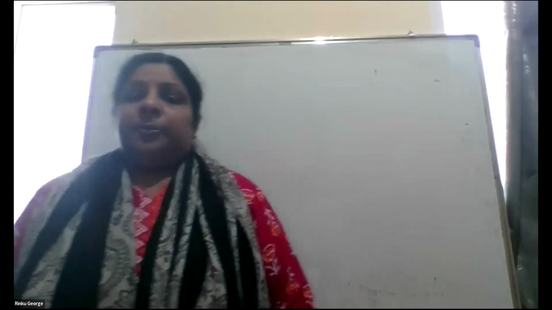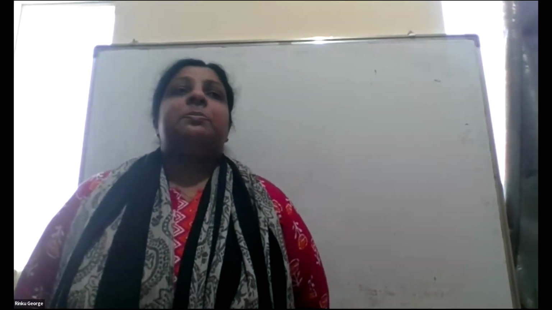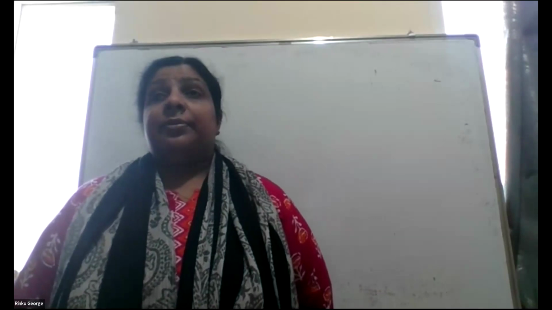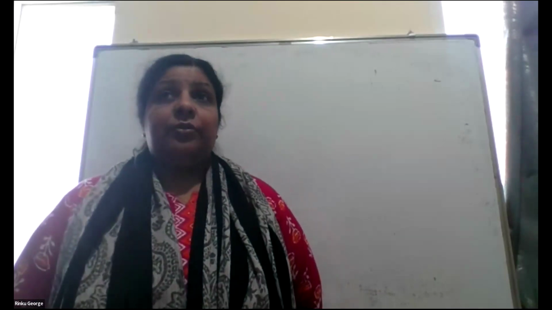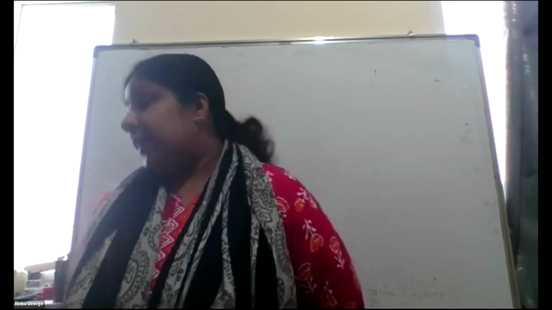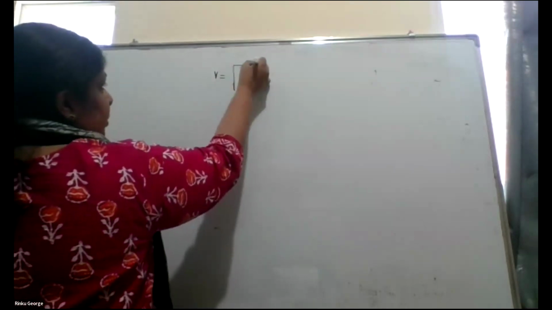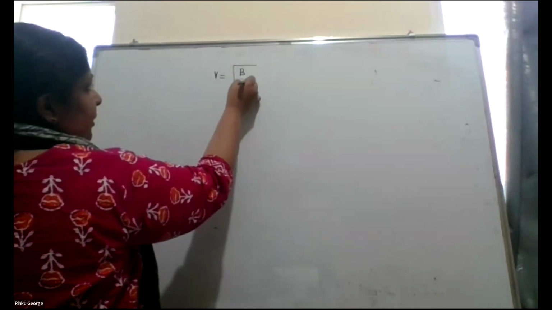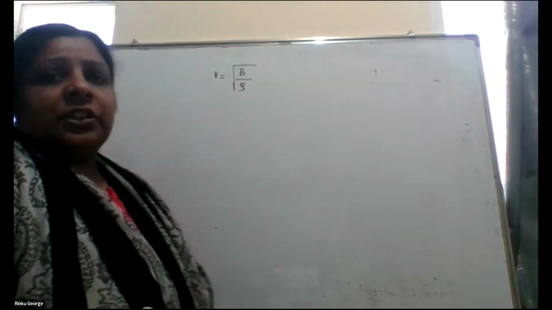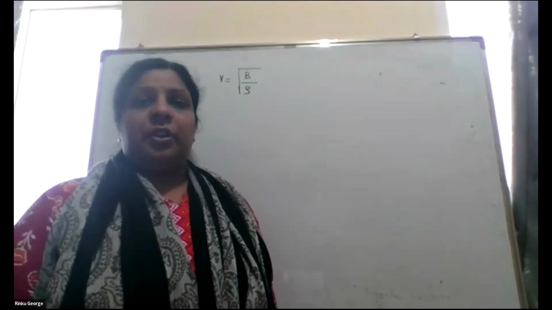Okay. Now, what's the equation for the speed of a longitudinal wave? Root of bulk modulus by density. So we derived the speed of a longitudinal wave as root of bulk modulus by density. This was the formula which we derived as the speed of a longitudinal wave.